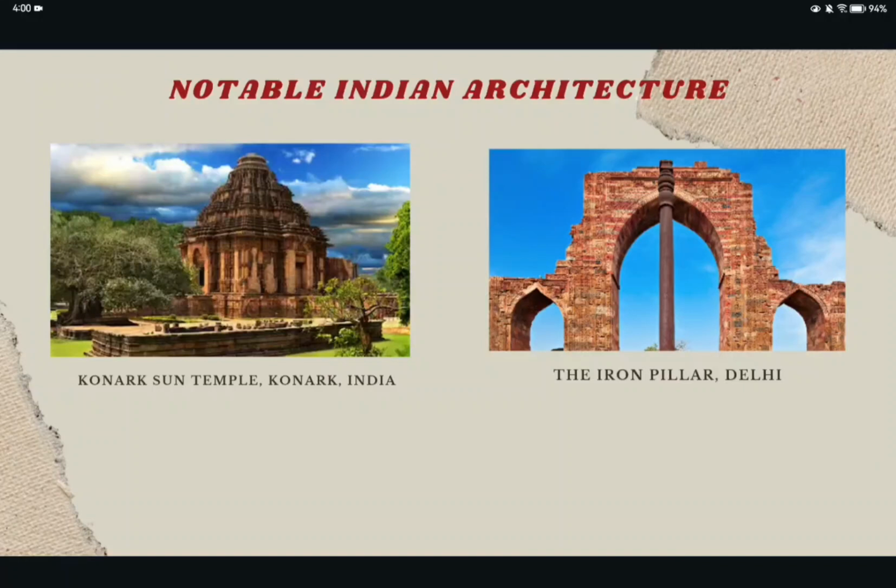The second one is the Iron Pillar of Delhi. This pillar, built in the 4th century, features a Sanskrit inscription in Brahmi script that states it was created in honor of the Hindu god Vishnu. The pillar showcases India's prowess in metallurgy, a branch of science that focuses particularly on the properties, production, and purification of metals.